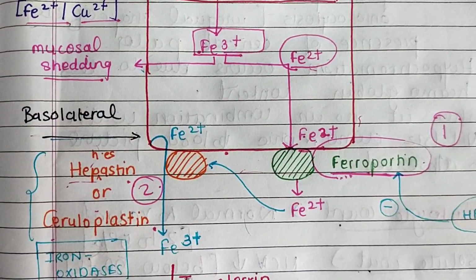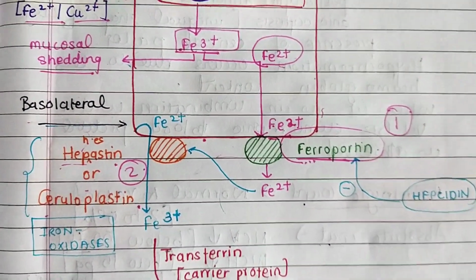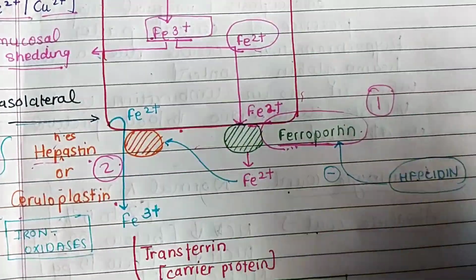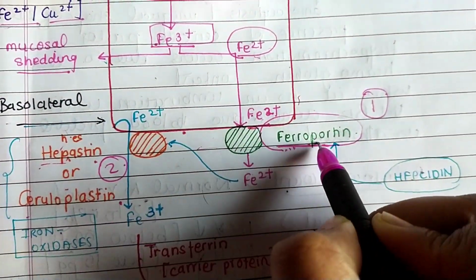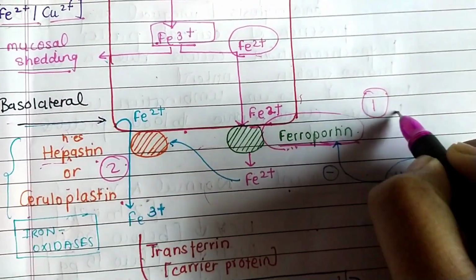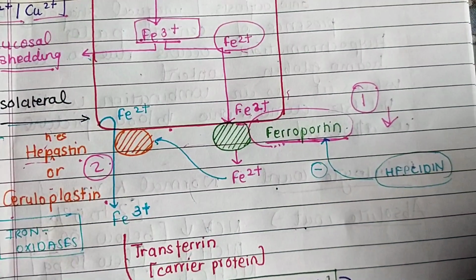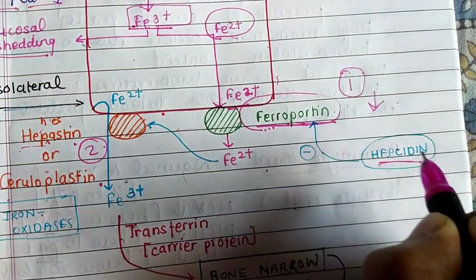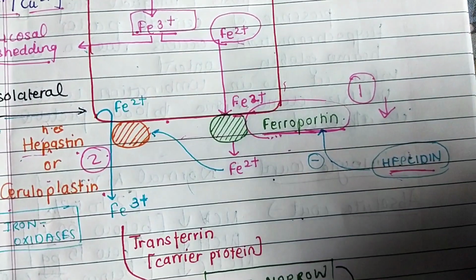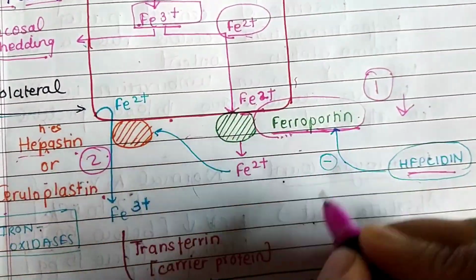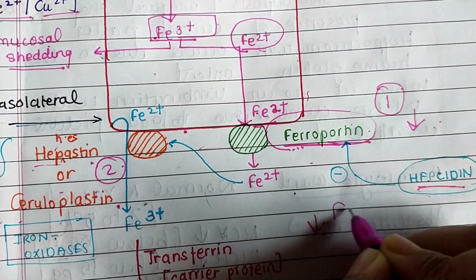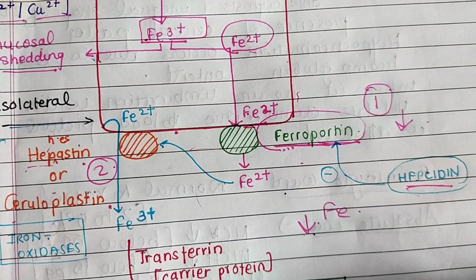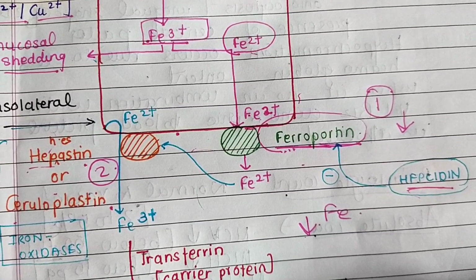You need to remember this because it is a very important question asked in exams. First we will see who antagonizes ferroportin, meaning who reduces the action of ferroportin. Hepcidin antagonizes the action of ferroportin, hence it decreases the absorption of iron. So hepcidin is an important component which decreases iron absorption.